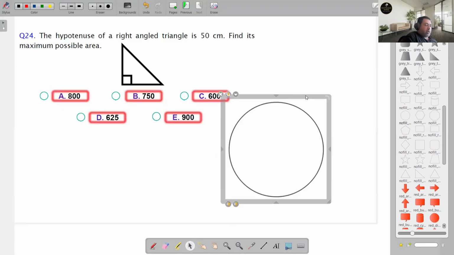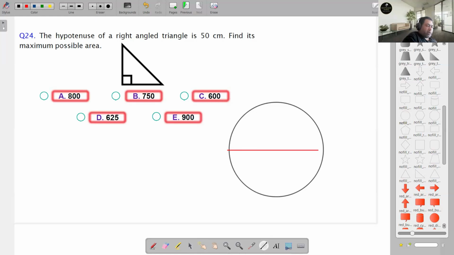So let's say this is our circle, and this is our diameter here, which is passing through the center. Now understand that every right angle triangle, if you take the midpoint of the hypotenuse and treat this as a diameter, then you can pass a circle through all its vertices.